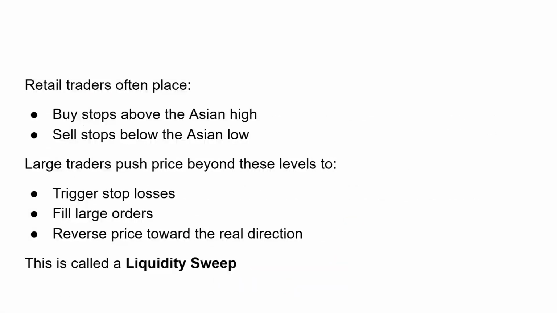What retail traders often do, as I've talked about, is place buy stops above the Asian high and sell stops below the Asian low. So there is a lot of liquidity lying around. What large traders like banks, pension funds, and hedge funds do is push the market to trigger stop losses and fill large orders, then reverse the price towards the real direction. That is what we call a liquidity sweep.